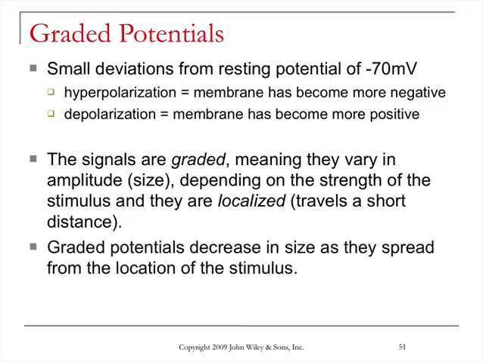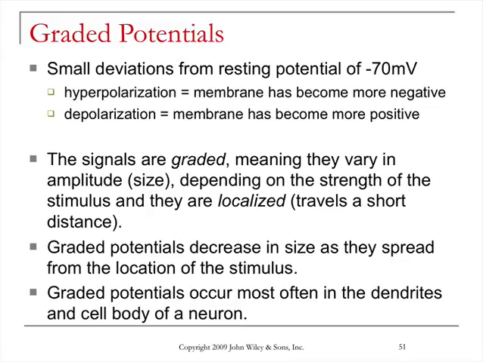Graded potentials decrease in size as they spread from the location of the stimulus. And again, this will make more sense when we look at a diagram a little bit later on. And as we've already said before, and this is important, graded potentials occur most often in the dendrites and in the cell body of a neuron.